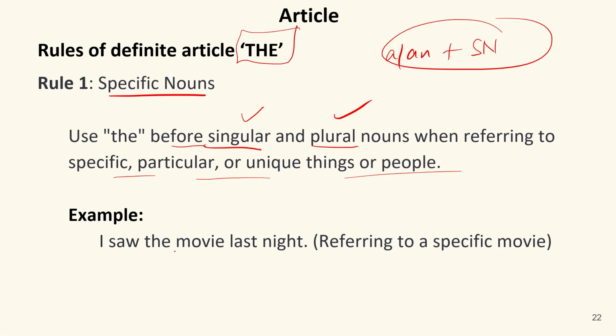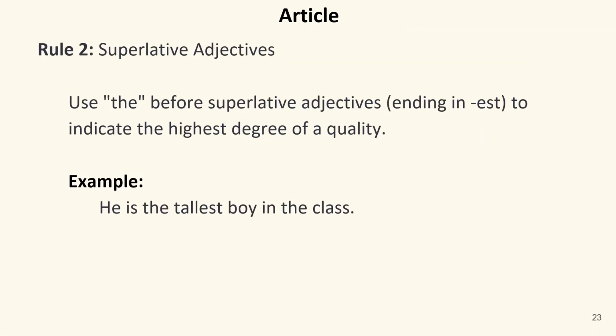I saw the movie last night. It means I'm talking about this particular movie only, this specific movie that I saw last night. So movie is specific over here. Use the before superlative adjectives, whenever we have the superlative degree of adjectives.